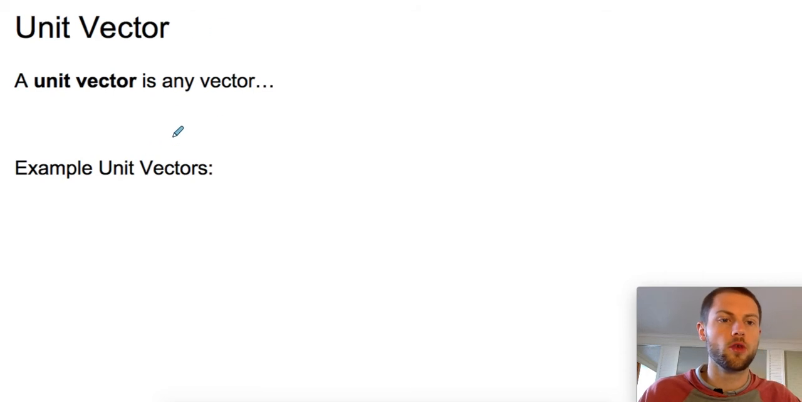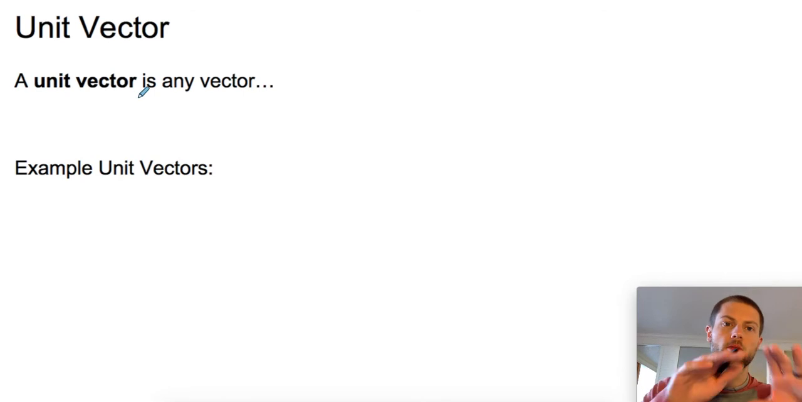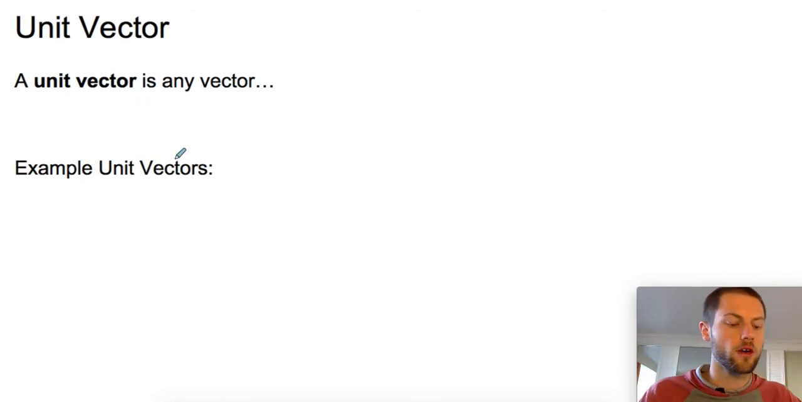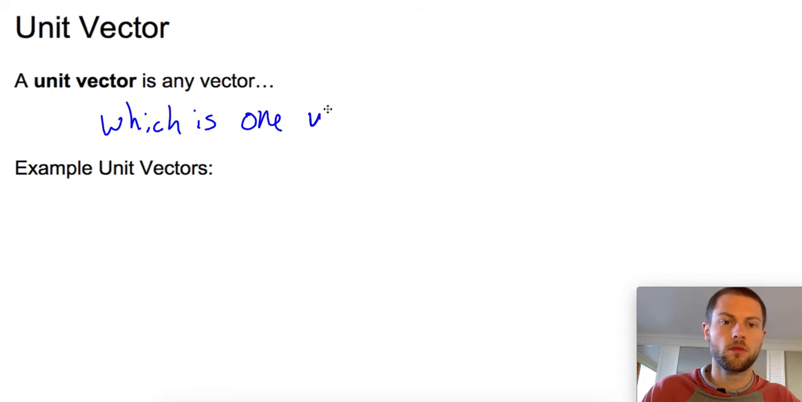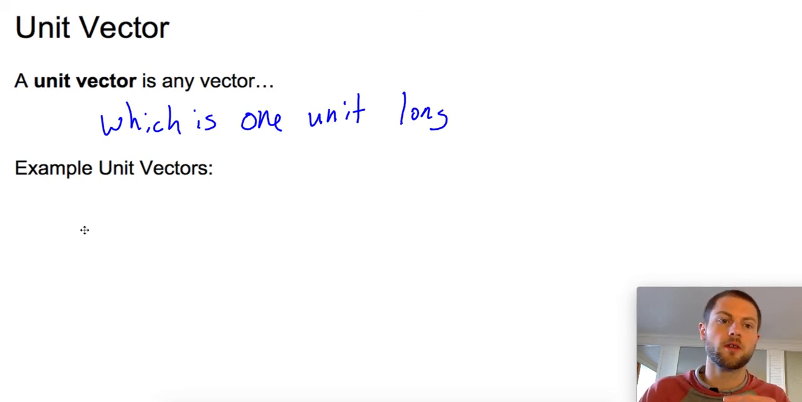In general, a unit vector is any vector. Think about the unit circle. A unit circle means that the radius is equal to 1. Unit means 1, so a unit vector is any vector which is 1 unit long. We know some example vectors that are 1 unit long, and really that's the horizontal component vectors and vertical component vectors. If we make those just 1 unit long, that's a unit vector.